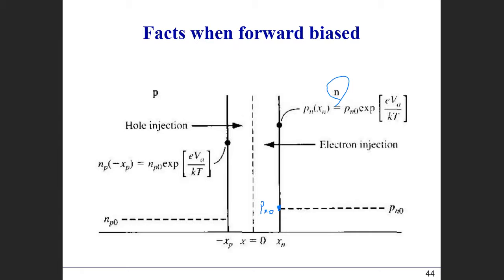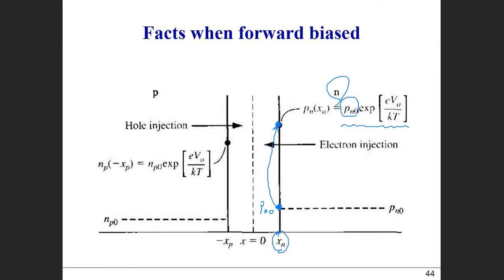Okay. Now, when you apply the bias, at the edge of the depletion, which means at the XN location, your concentration is going to be increased. Okay. And then that increase of concentration will follow this equation, which means your thermal equilibrium value concentration multiplied with exponential qVA over kT. Okay. So that conclusion we can get from this graph in here.